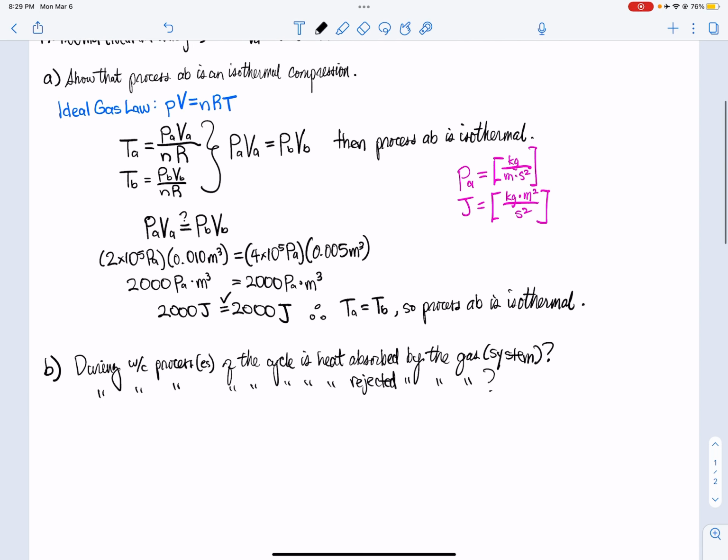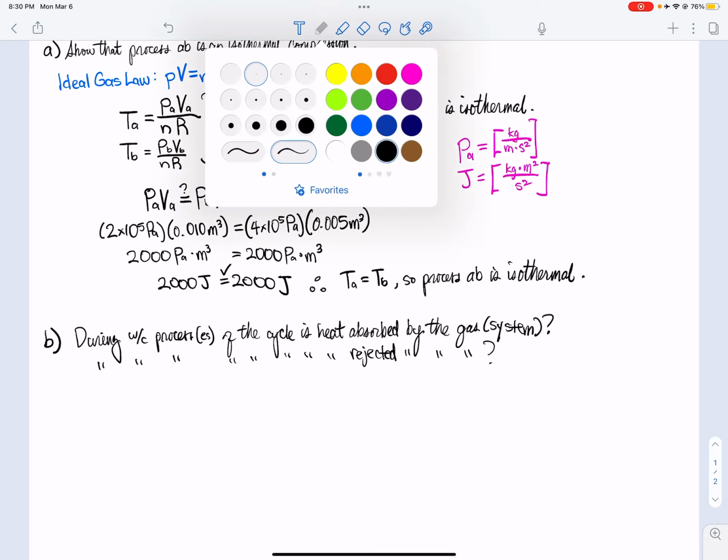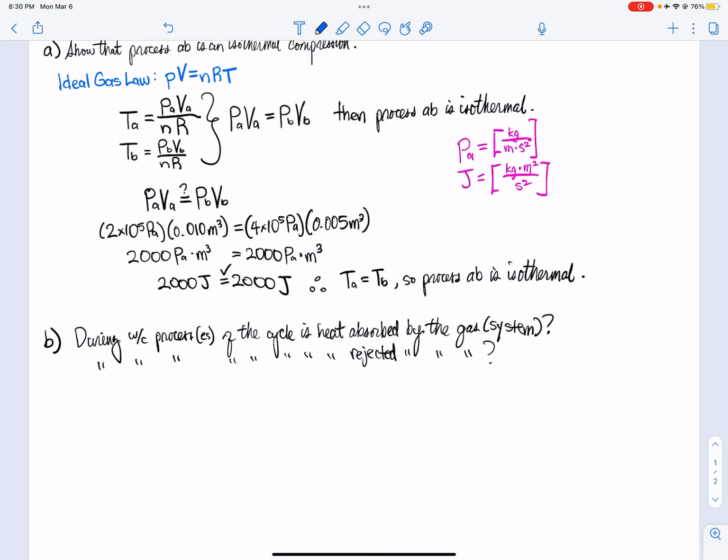So I can answer that through, well, how do you know if heat is absorbed or heat is rejected? Then we'll have to go back to Q, which is our heat transfer. So Q is positive when heat enters the system.